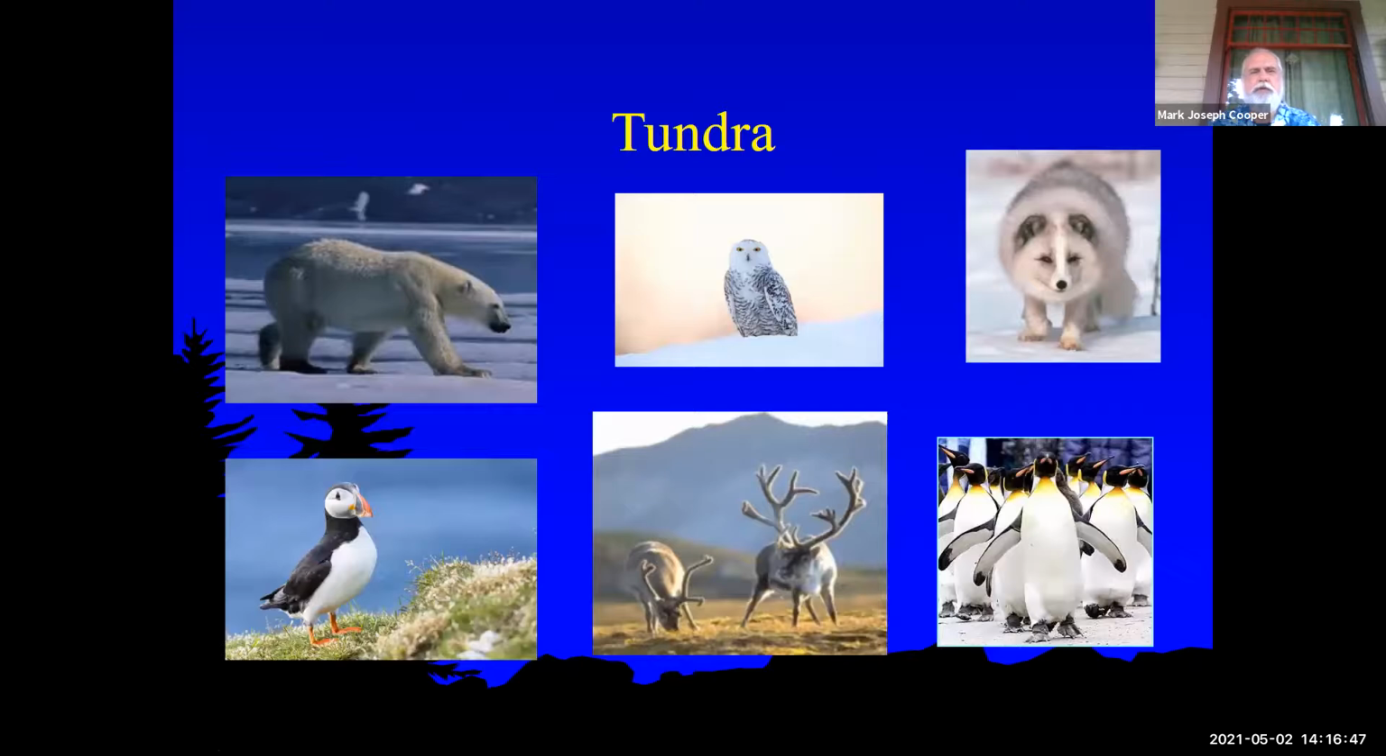And then with the tundra, you'll get polar bear. There's a snowy owl in the middle, an Arctic fox on the right. And then in the middle, we have caribou. Common name would be a reindeer for the domesticated ones. And then we have penguins on the bottom right. And then we have our northern version of this. This would actually be a puffin.